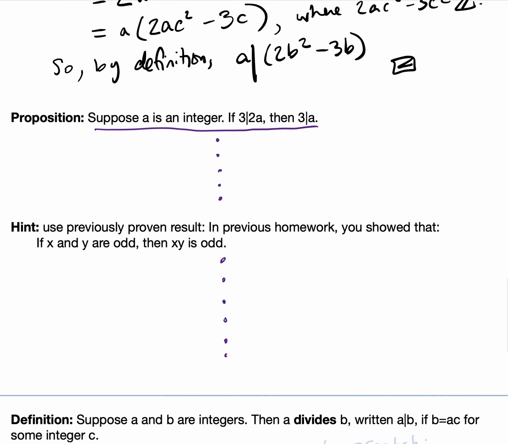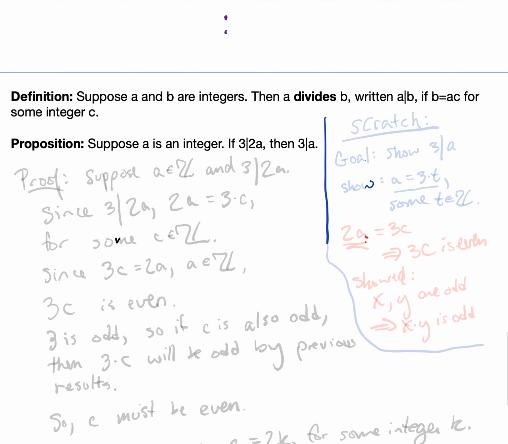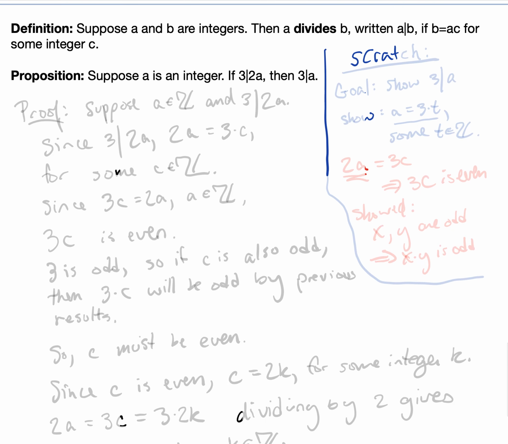Okay, so we want to show that if 3 divides 2a, then 3 divides a. Since this proof is a little more complicated, we'll keep a piece of scratch paper on the side. And these are ideas that do not go in the body of the proof. One thing we want to include in the scratch paper is our goal. So our goal is to show that 3 divides a. That is, we're trying to show that a is equal to 3 times t for some integer t.